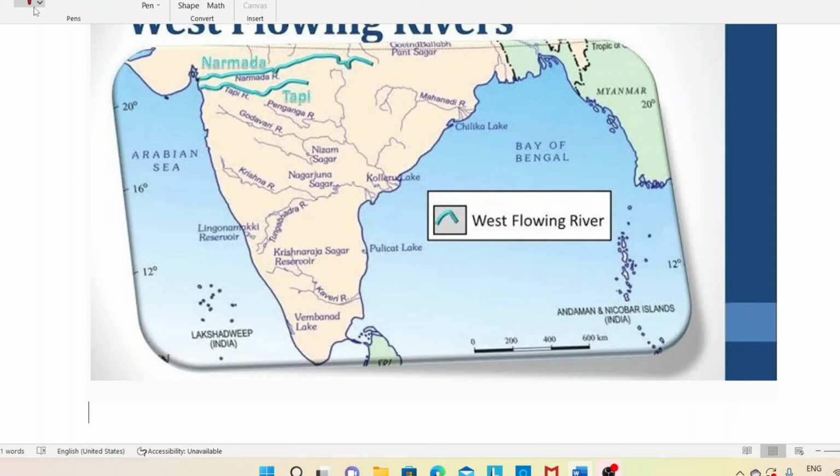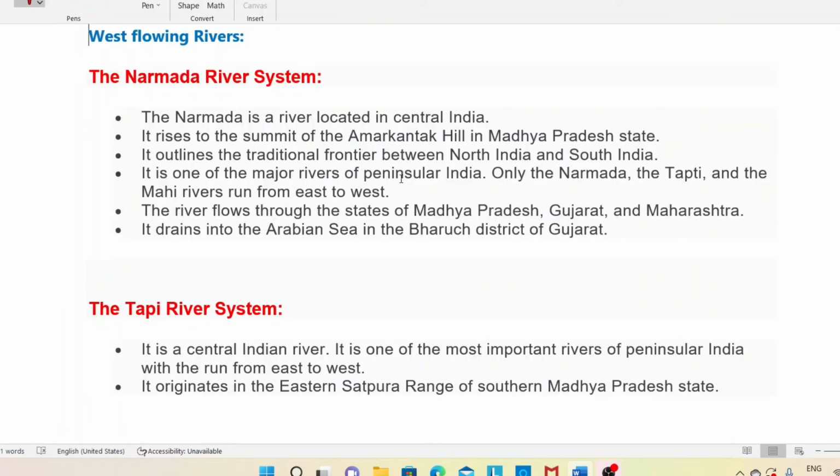Only the Narmada, Tapti and Mahi rivers run from east to west in India. The rivers flow through the states of Madhya Pradesh, Gujarat and Maharashtra and finally drain into the Arabian Sea in the state of Gujarat. This is about the Narmada river system. Here we can see the flow of the Narmada, which drains into the Arabian Sea in the state of Gujarat.